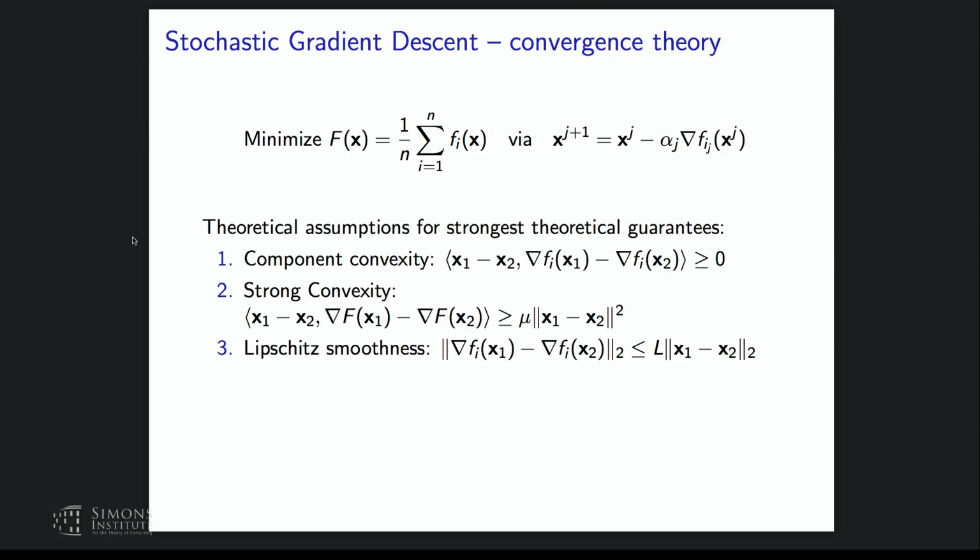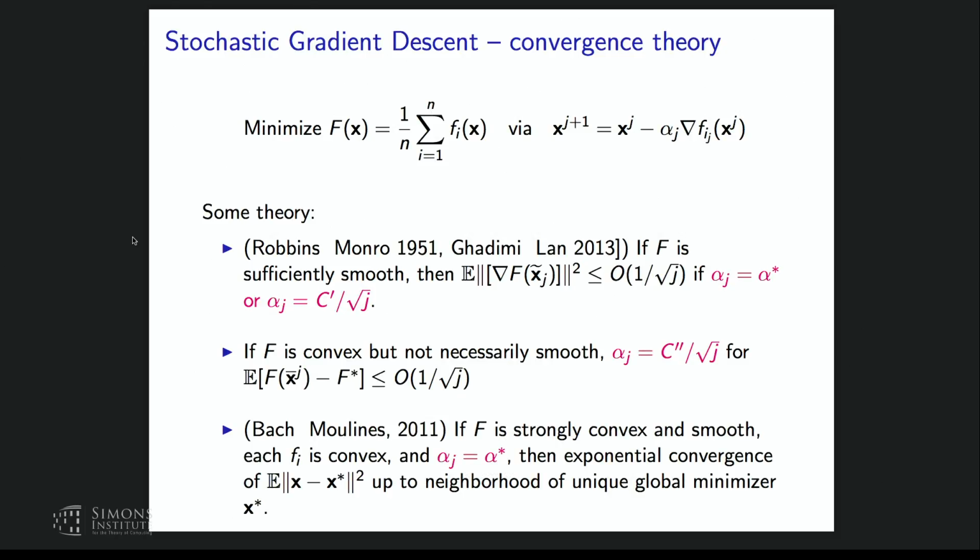Yeah? On the previous slide, C prime and C double prime, are they constants? Yes, and that's not very good notation. They're actually constants that are carefully chosen to depend on the noise level in the stochastic gradient, the variance. But they're definitely constants and not something that's changing with j.